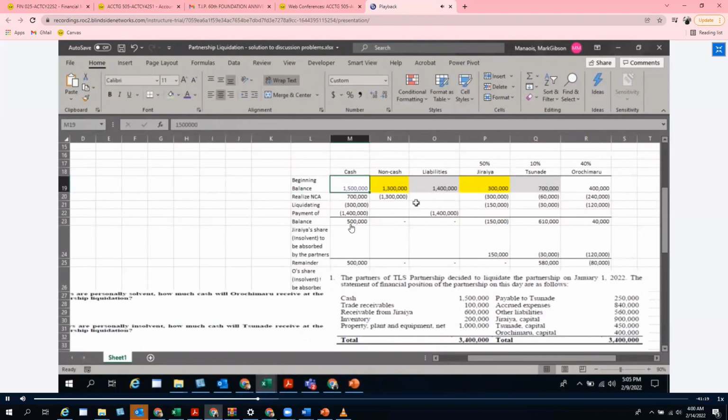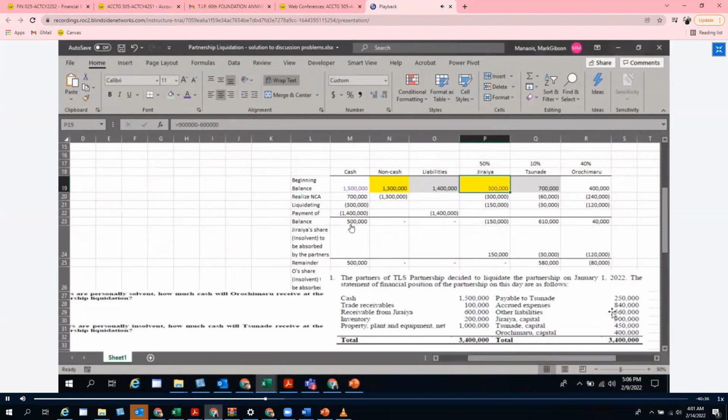For the non-cash assets, this represents your trade receivable of 100,000, inventory of 200,000, property, plant, and equipment of 1 million. So that's 1.3 million. Liabilities, this represents your accrued expenses of 840,000 and other liabilities of 560,000. Jairaya Capital, this is excluding receivable from Jairaya of 600,000. So that's 900,000 less receivable from Jairaya of 600,000. So we have 300,000 pesos for Jairaya.